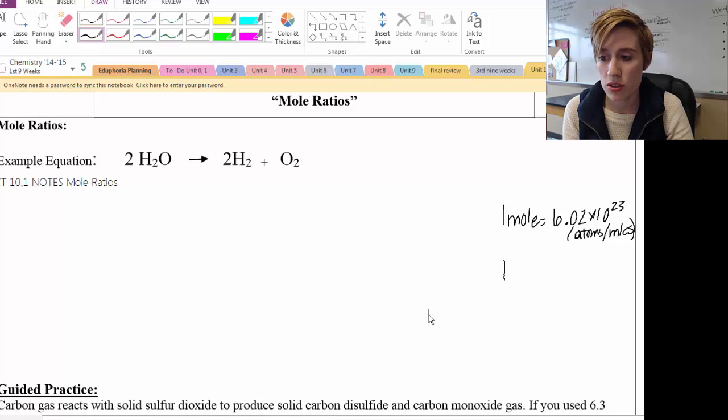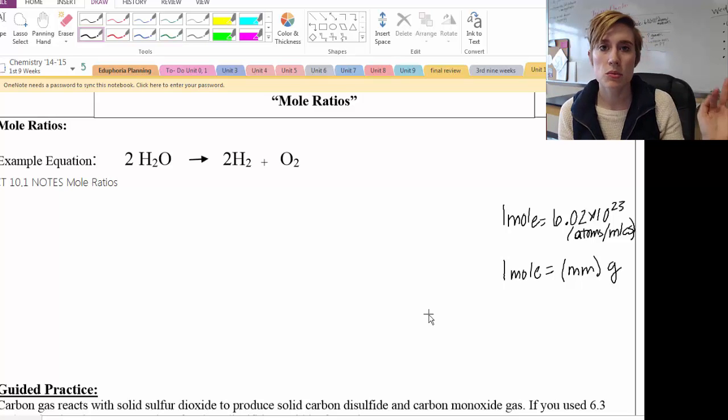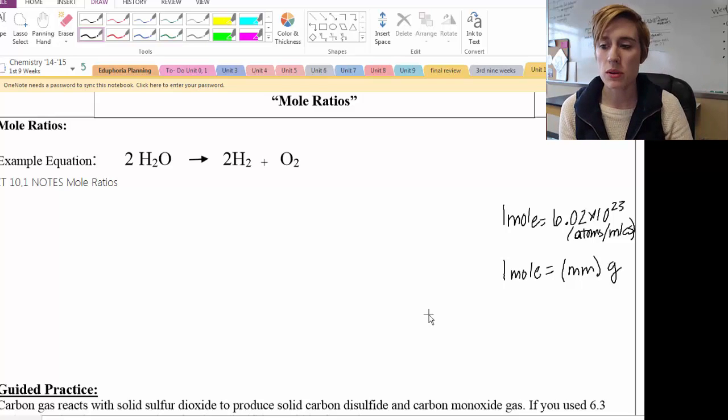We also learned that you could have 1 mole of something and you could figure out how much it weighed by looking at the molar mass on the periodic table. Okay, molar mass is always in grams and it's the number underneath the symbol. So molar mass will tell you how much mass is in a mole. And then Avogadro's number will tell you how many items are in a mole. Okay, so we learned those two.